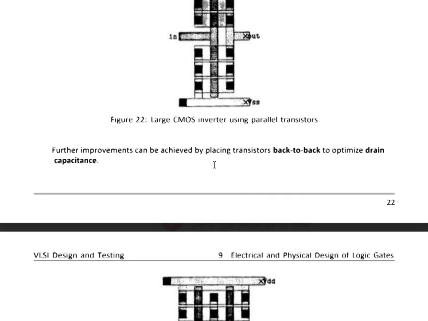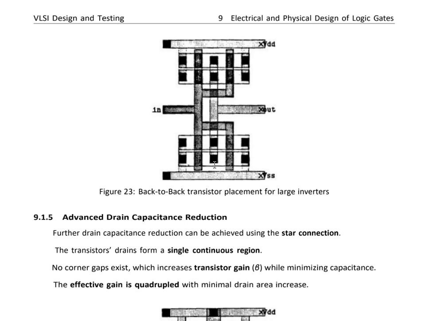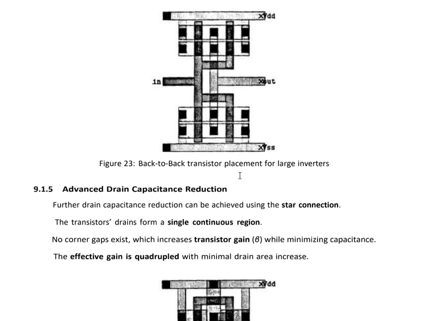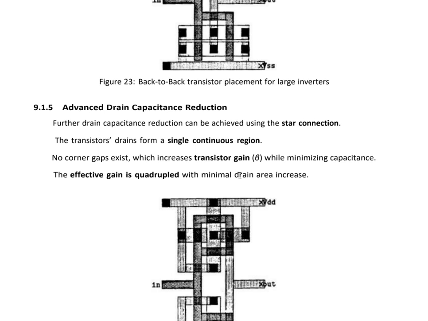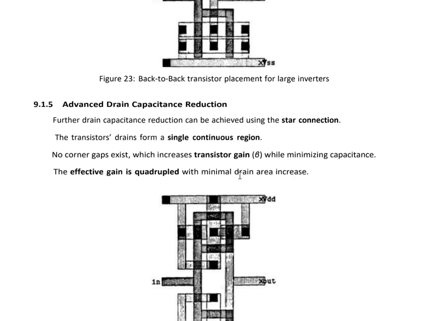So by placing transistors back to back, we can optimize the drain capacitance. So this is the back to back transistor placement for large inverters. And we also have advanced drain capacitance reduction. Whenever we design any circuit, the parameters that we keep in mind are the power consumption, delay, and the switching speed. So here similarly we'll try to advance the drain capacitance reduction.